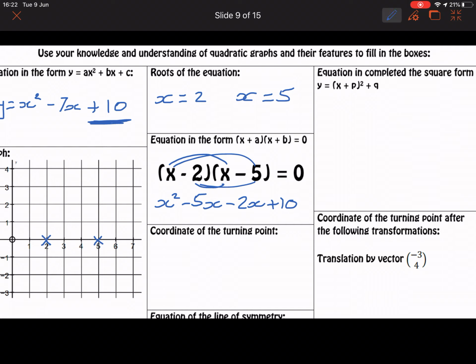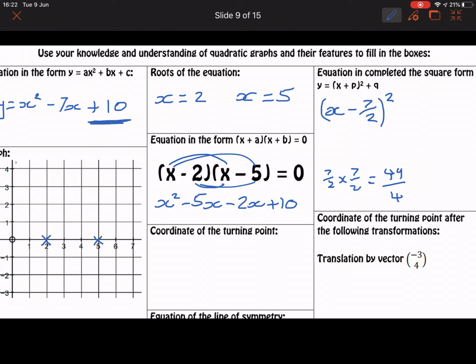I'm going to use fractions here. We halve that middle term, so we end up with x minus 7 over 2 in brackets squared. So that's my square. Now I've got to complete it. If I square that 7 over 2, 7 over 2 times 7 over 2 gives me 49 over 4. That's what I get. I want 10.